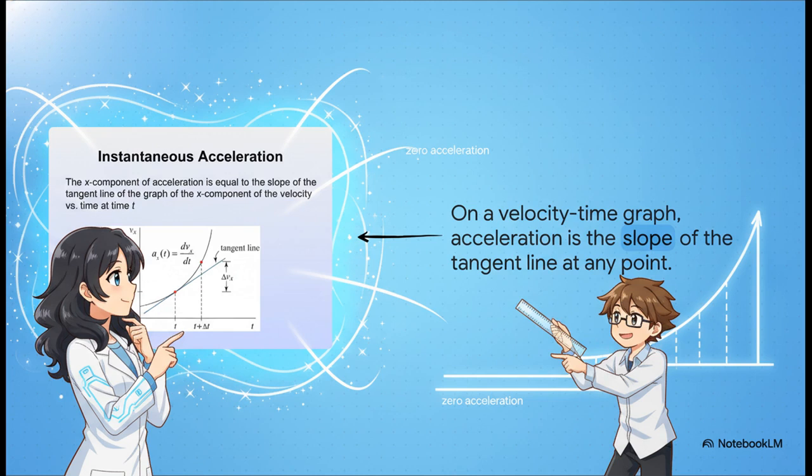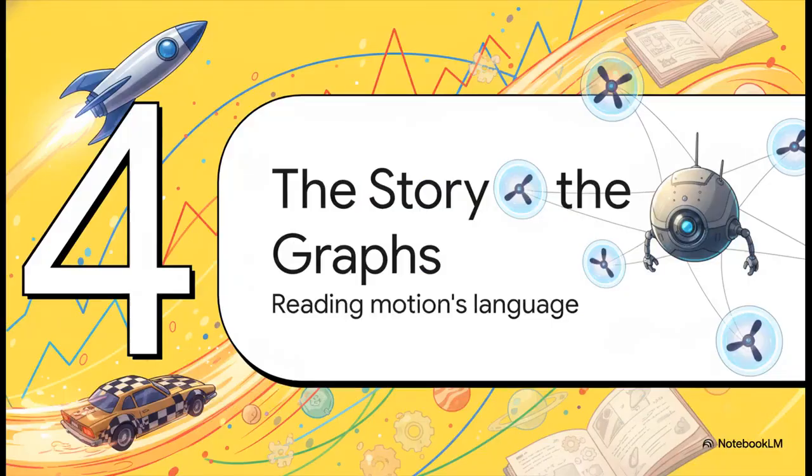If you're looking at a velocity time graph, the instantaneous acceleration at any given moment is just the slope of the line right at that point. The steeper the line, the higher the acceleration. If the line is totally flat, that means 0 acceleration. And that's a perfect lead-in to our next section, how to read the story in the graphs.